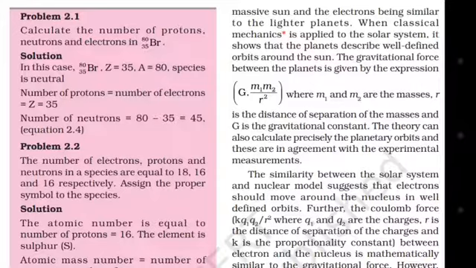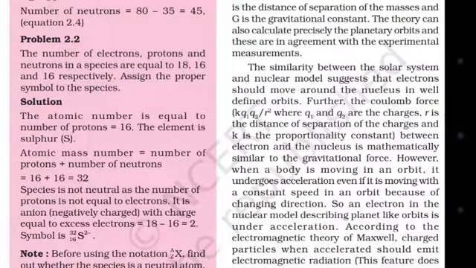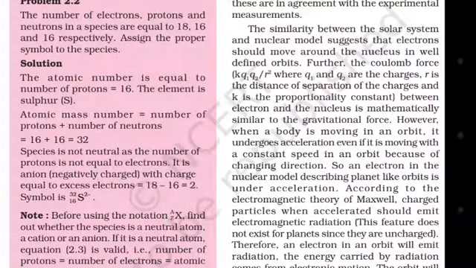Problem number 2.2: the number of electrons, protons and neutrons in a species are equal to 18, 16 and 16 respectively. Assign the proper symbol to the species. Solution: the atomic number is equal to the number of protons, which is 16. The element is sulfur, S.